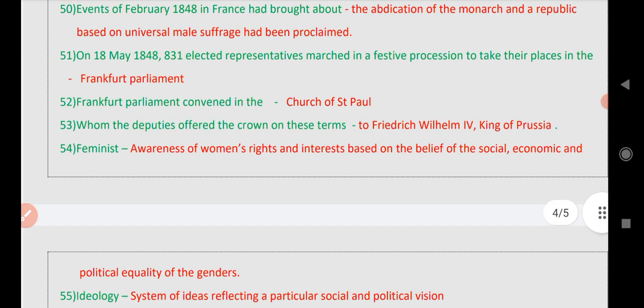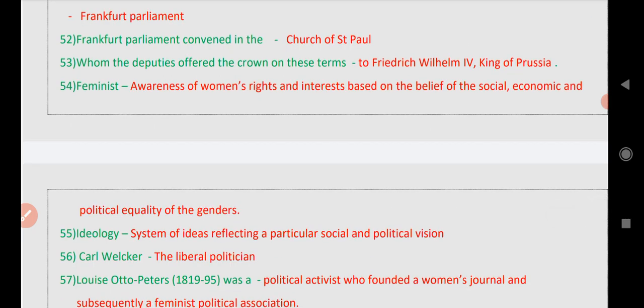On 18 May 1848, 831 elected representatives marched in a festive procession to take their place in the Frankfurt Parliament. The Frankfurt Parliament convened in the Church of St. Paul, where the deputies offered the crown on this term to Frederick William IV, King of Prussia.